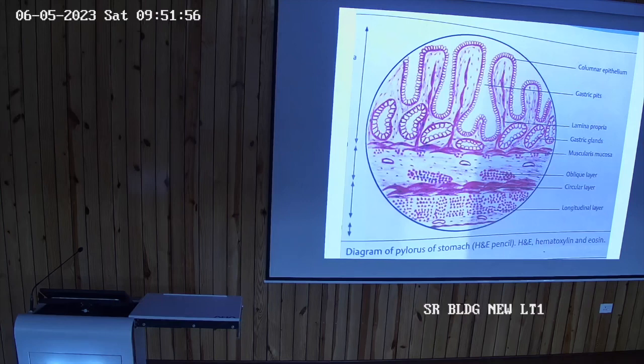You will find villi and goblet cells if the slide is of small intestine, maybe the duodenum, maybe the jejunum, ileum. But if no villi are seen and the number of goblet cells is more, the section is of large intestine. That is the basic difference.